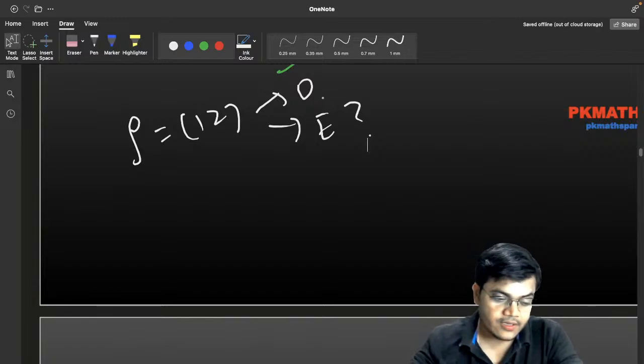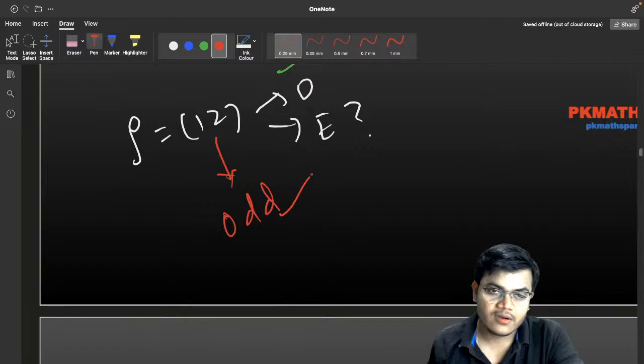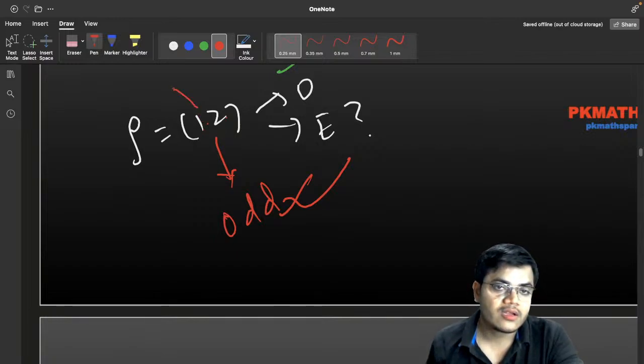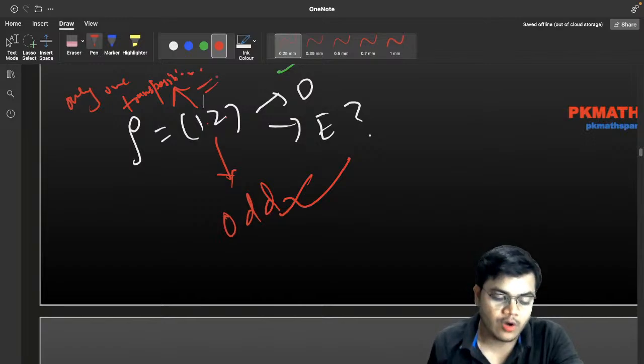Shubhamji is saying yes. I would like to say it's odd. Ashish Tiwari ji, it's odd, because 1 is going to 2 and 2 is coming to 1, and it has only one transposition. If you have only one transposition, then certainly it will be what? Odd.